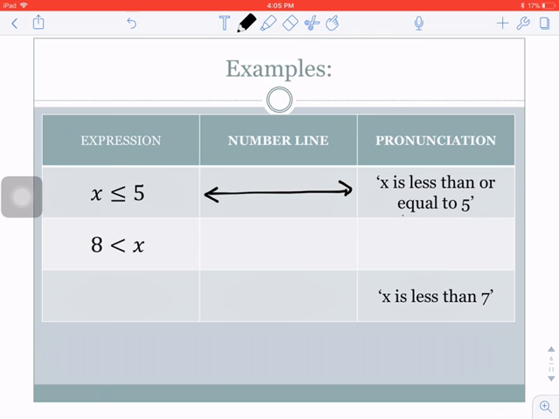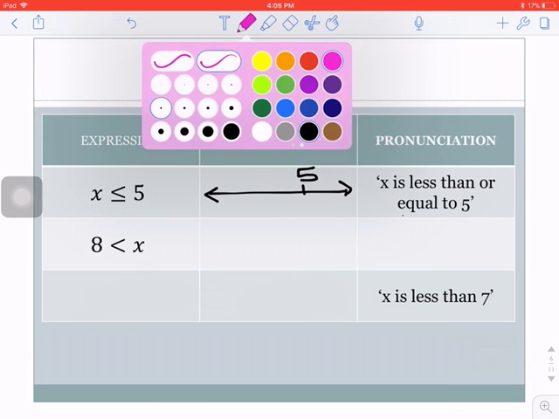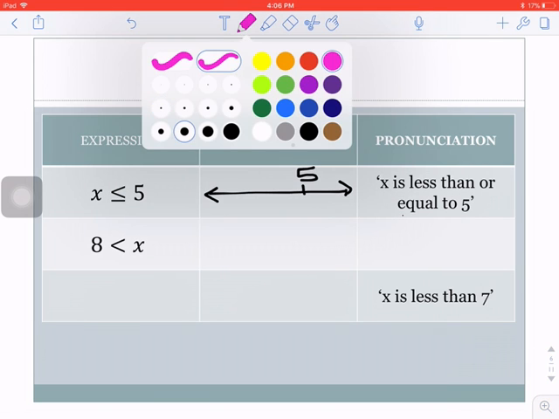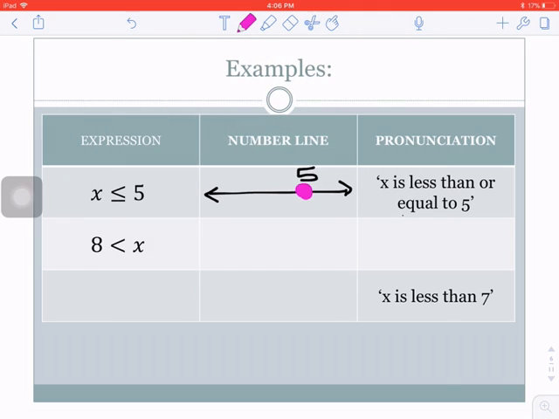That's my 5. Okay, and because it's this here, right here, do you see that line underneath? It's equal to, so therefore, this particular dot needs to be filled in. So it's less than or equal to. All right, and because it's less than, it's to the left shading, and then you're done.